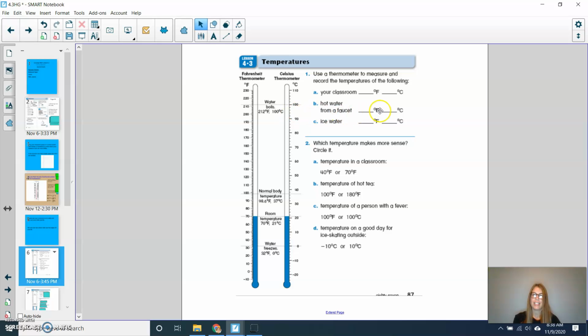So boys and girls, I would like you to pause the video, complete as much of this page as you can, and then press play when you're ready to talk about it.